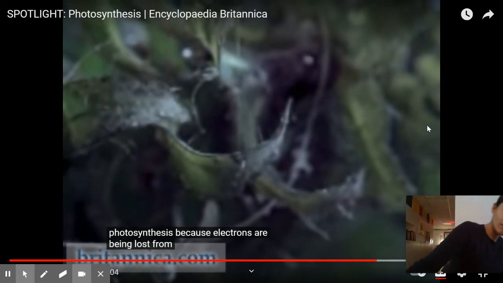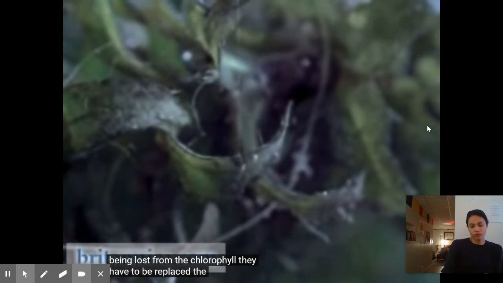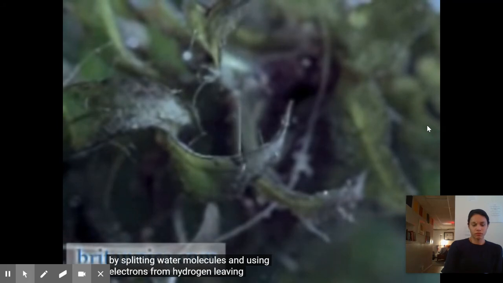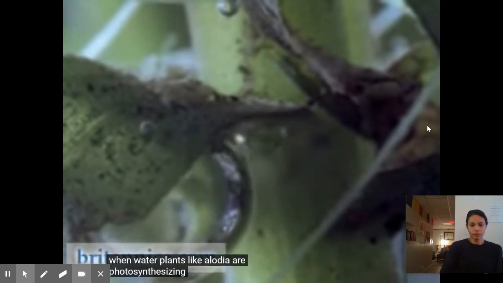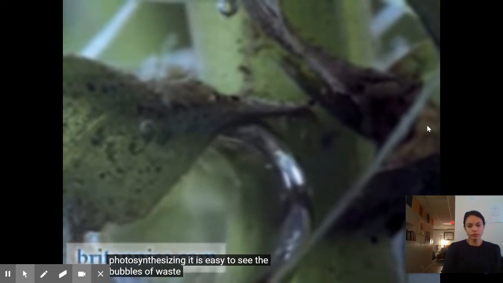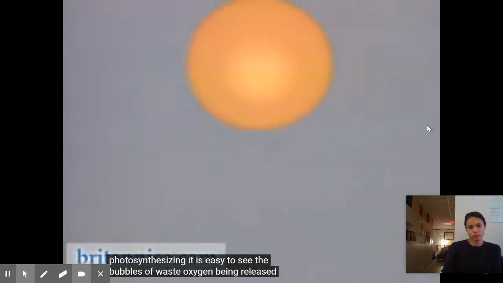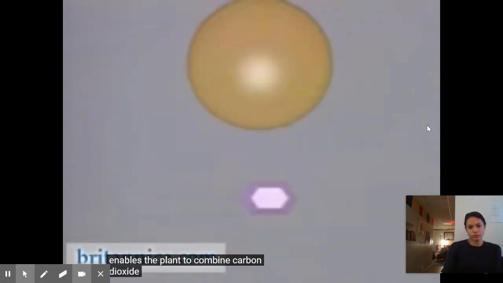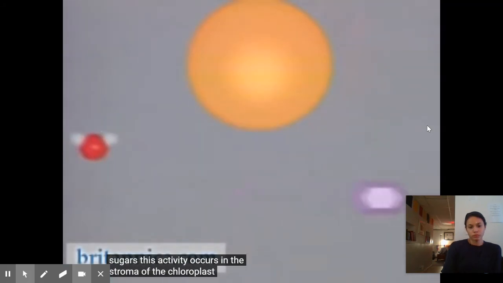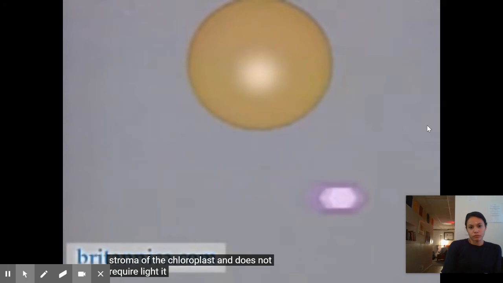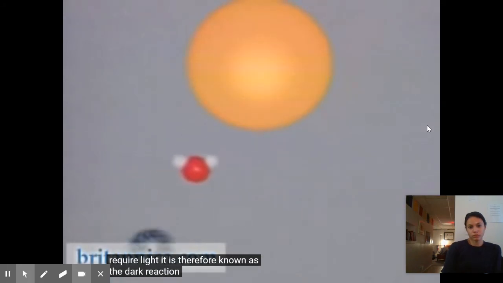Because electrons are being lost from the chlorophyll, they have to be replaced. The plant does this by splitting water molecules and using electrons from hydrogen, leaving oxygen as a waste product. When water plants like Elodea are photosynthesizing, it is easy to see the bubbles of waste oxygen being released. ATP molecules are energy-storing molecules. They provide the energy that enables the plant to combine carbon dioxide with other compounds to make sugars. This activity occurs in the stroma of the chloroplast and does not require light. It is therefore known as the dark reaction of photosynthesis.